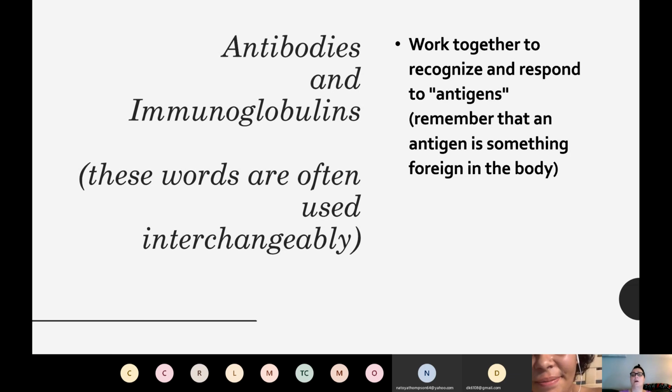When we think of our antibodies, we think of all of our bodies working together, and they respond to an antigen. Remember that an antigen is what? Something that is foreign in the body. That could be a dust particle. That could be a strain of the cold. That could be the flu. That could be COVID. So that antigen, that something foreign, has now entered.